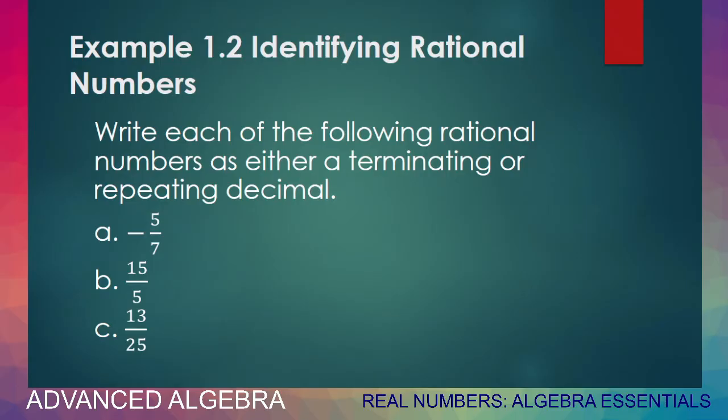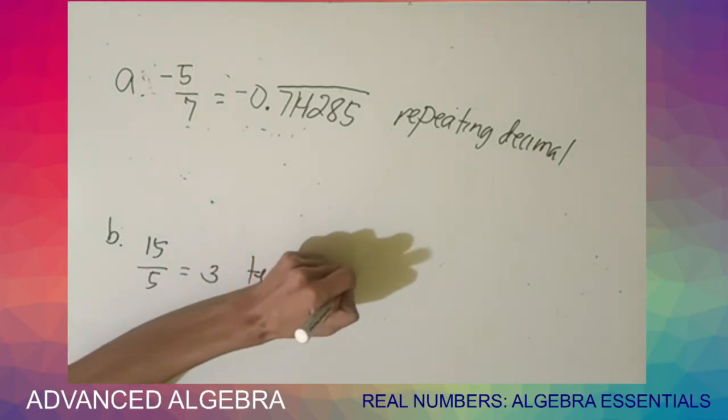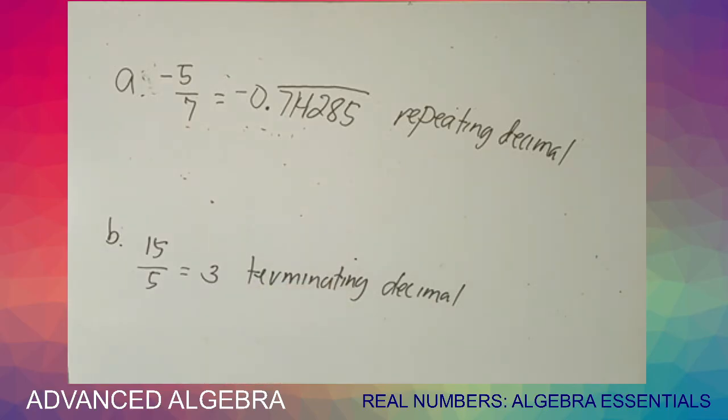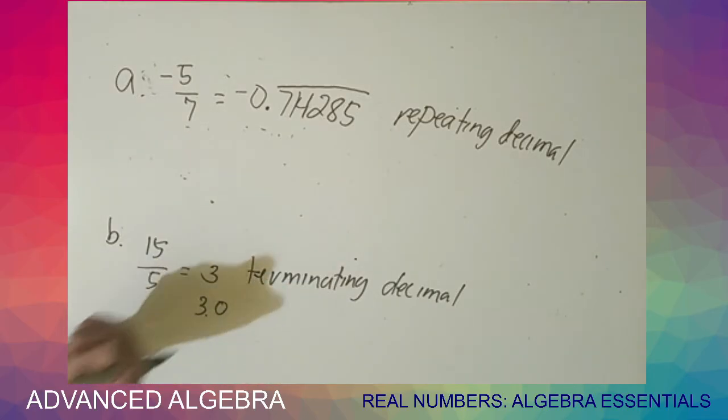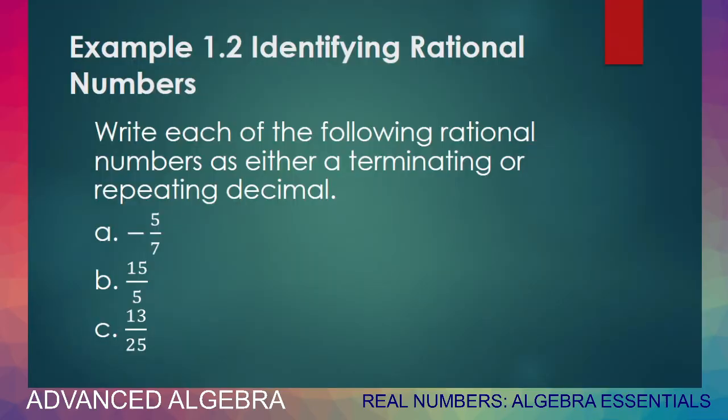So, 15/5. Pag dinivide natin si 15/5, ang sagot ay 3. Tama? Okay. So, saan siya under? Terminating or repeating decimal? Okay, it is terminating decimal. Pwede natin siyang gawing 3.0, so wala tayong kaso doon. So, it is terminating decimal. Tumitigil, or sakto yung lumalabas.